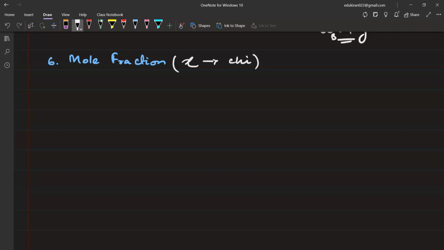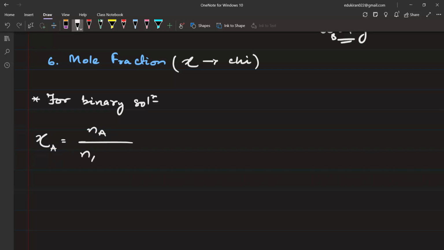And since we are dealing with binary solutions, so you'll write for binary solutions, you can define chi A, that is the mole fraction of solvent, which will be equal to the number of moles of solvent divided by number of moles of solvent plus number of moles of solute. Similarly, I can define chi B, the mole fraction of solute, as number of moles of solute divided by the number of moles of solvent plus number of moles of solute.